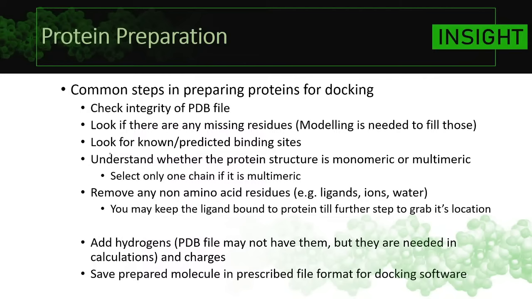Then once we know about the binding sites and we have noted that down, we understand the overall stoichiometry of the protein, whether the protein structure is available as a monomeric unit or it is a dimeric, or how it is present in the PDB. Depending on that, your processing may vary. In most common cases, if your protein is a homodimer, for example, or homotrimer, then usually you will be dealing with only one of the subunits at a time. So for docking, you can separate out that subunit and only use that for calculation.